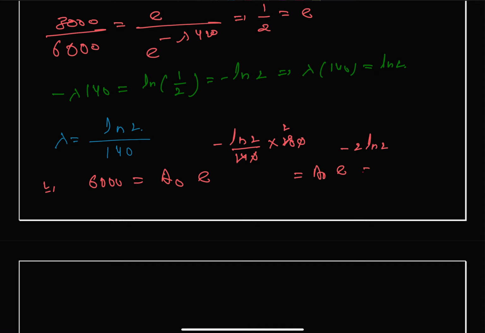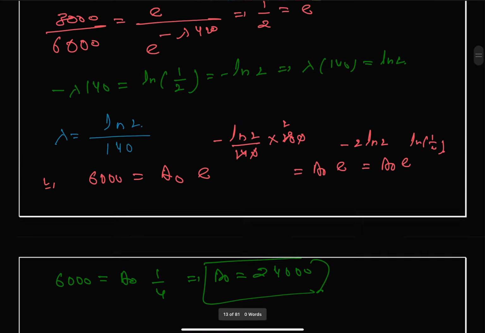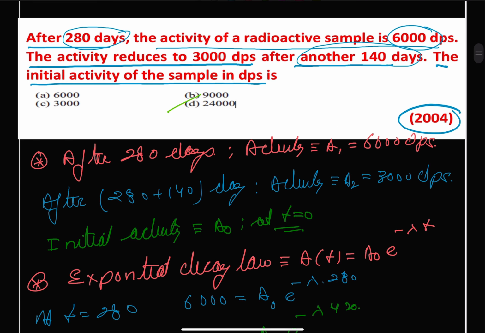And we can write this as A naught e raised to power 2 square, and we have here natural log of 1 by 4, and this will be equal to 6000 is equal to A naught times 1 by 4. This also gives us that A naught is equal to 24,000. This looks good now, 24,000. So we have option number D is correct.